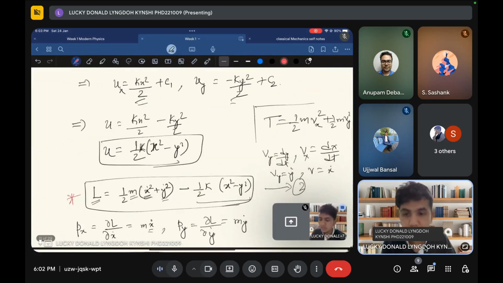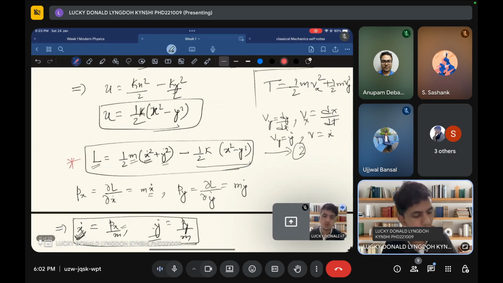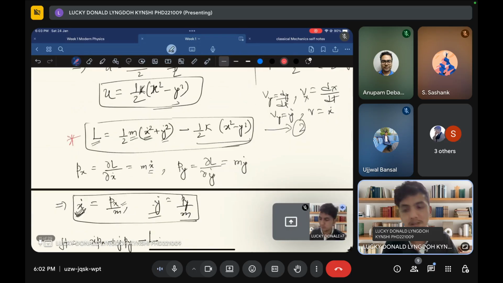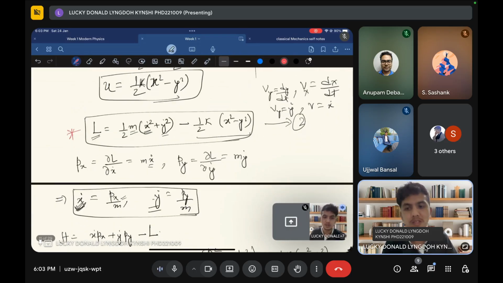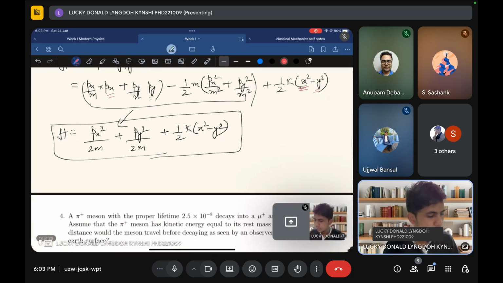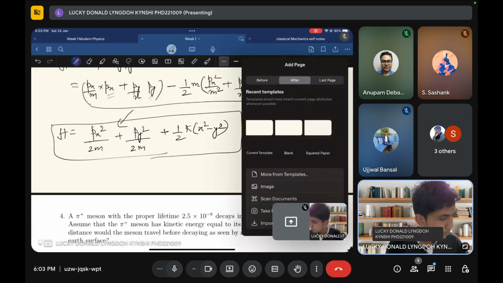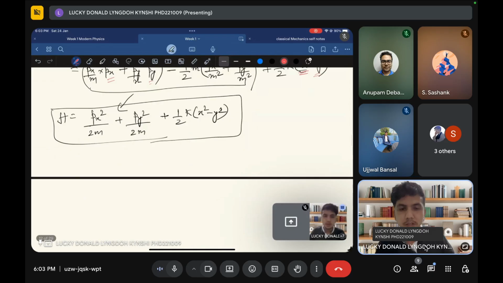If the Lagrangian is not given to you, then you have to find it, which is in fact T minus V, the kinetic energy minus the potential energy. If the Lagrangian is there, then you solve directly from these steps: px is equal to del L by del x dot. Or in general, I can say momentum is equal to del L by del qi dot. Qi dot can be x dot, y dot, it can be anything. Now the first equation is done.